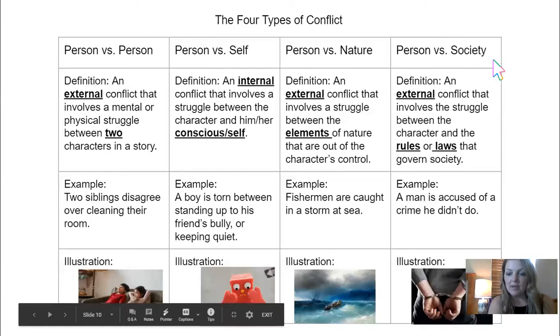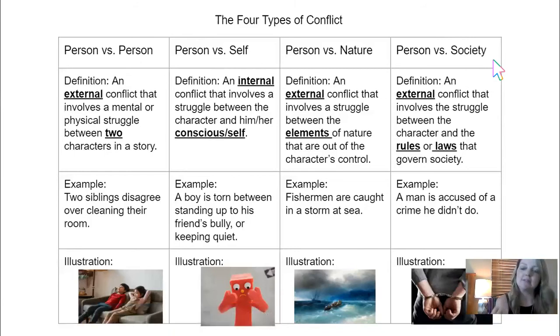Now, the last one we have is person versus society. That's why we talked about that word society, meaning the community of people. So this is also an external conflict that involves the struggle between the character and the rules or laws that govern society. Okay? And my example is a man is accused of a crime he didn't do. So we've seen a lot of movies like that.